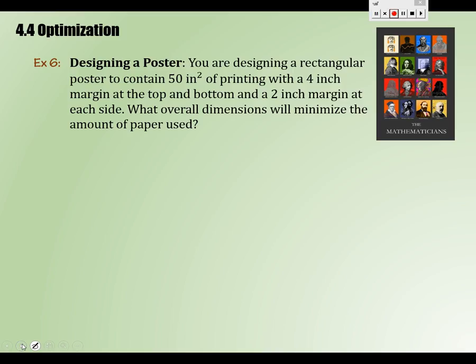You're designing a poster. It's probably a poster of some famous mathematicians, maybe. I don't know. I don't know if I consider myself in that league there. Let's draw a more simplified picture than that, maybe.